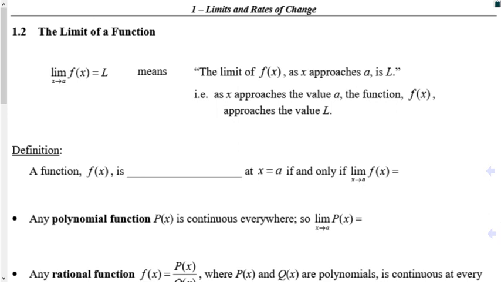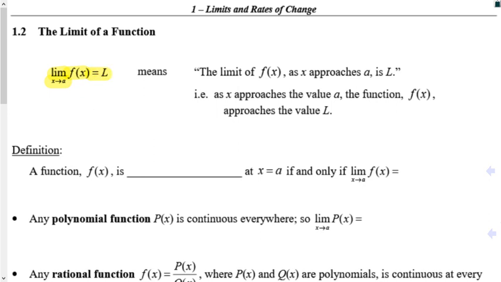So let's start by looking at the notation that we use. Here we can see the notation. We have this LIM, which means we're looking for the limit of this function f of x. And we want to know, what does this function approach? In other words, what does the y value approach as my x value approaches a? And we'd say the limit of this function as x approaches a is equal to L.